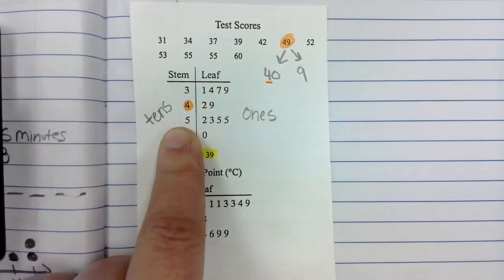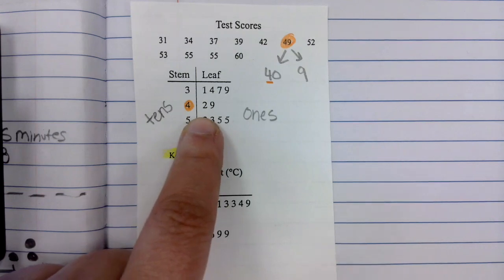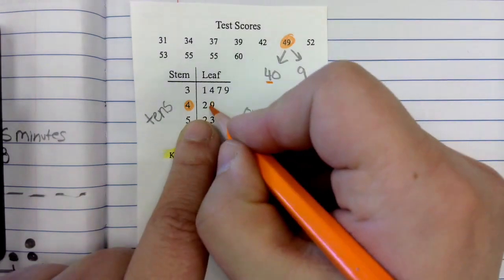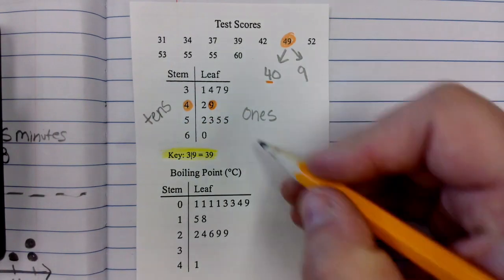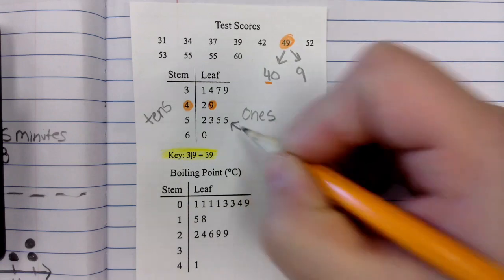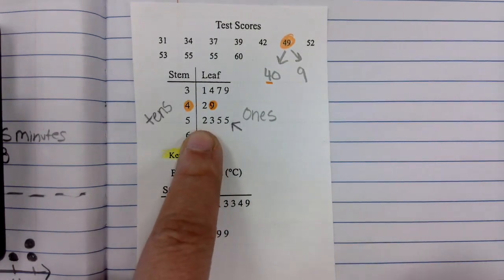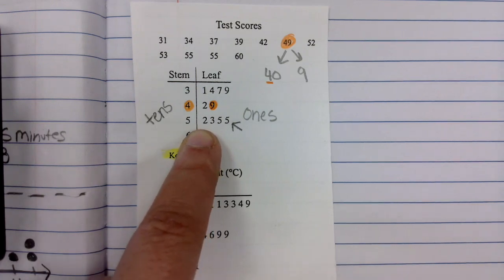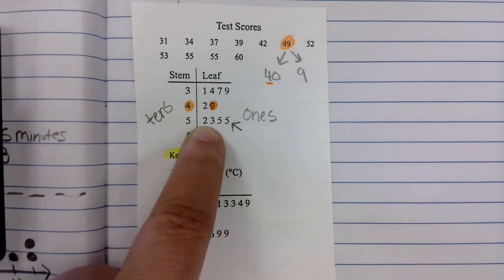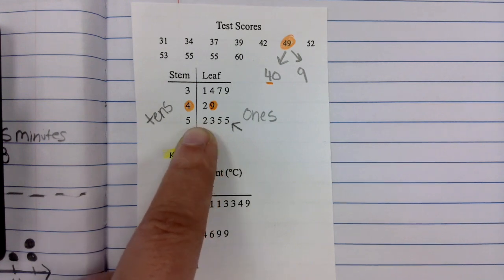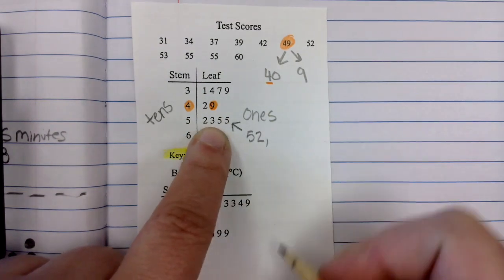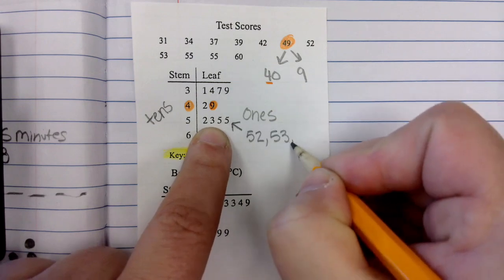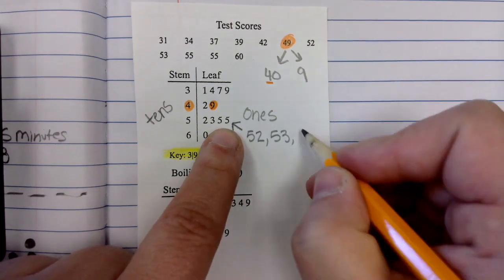Okay, as I look at this row of these 5s, what do each of these numbers mean? It's the 1s, but what does this 2 actually represent? It's not just 2. What's the stem it's connected to? 5, so it's 52. And then what does the 3 stand for? 53. What does that 5 stand for? 55. Good. Yep.